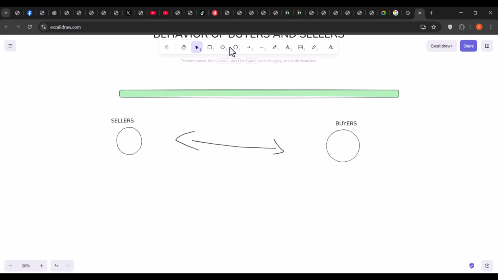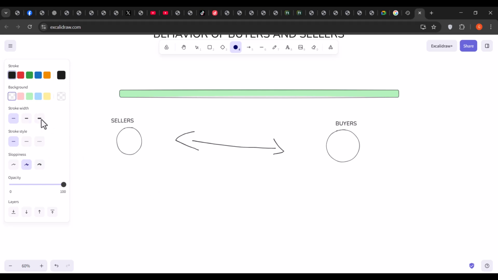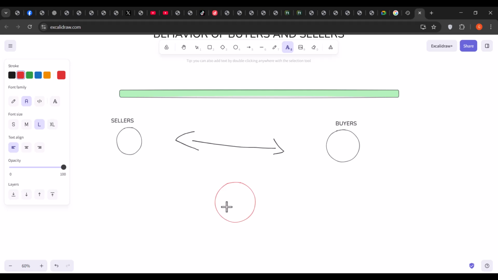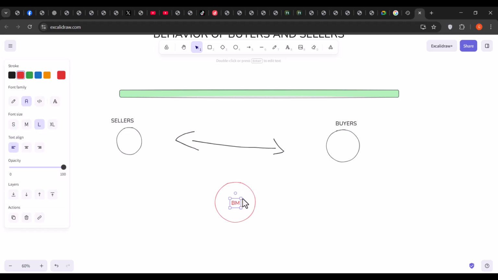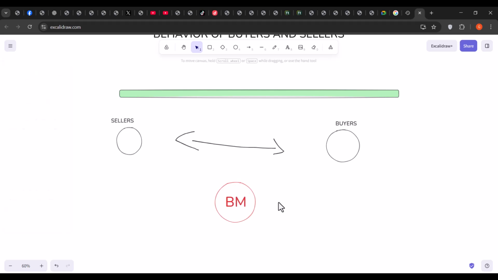So let's take this, let me use this red. All right, so I'm going to label here as businessman or business person, or anyhow you want to call it. All right, so BM for businessman. So who is this particular businessman? This businessman is a person who is transacting. All right, somebody who has established his or her business.